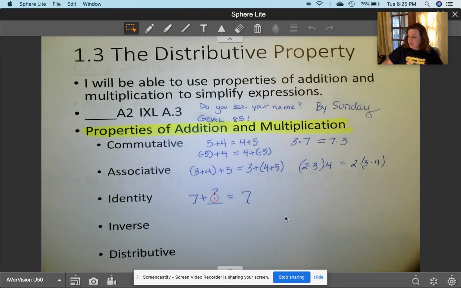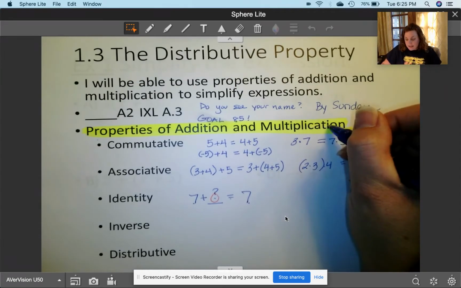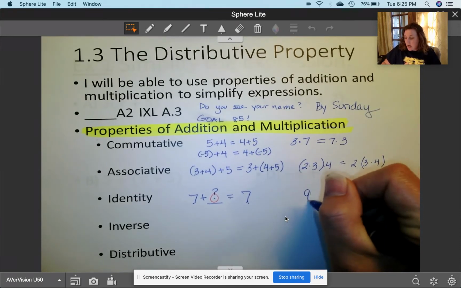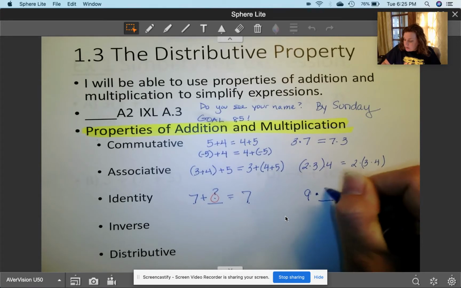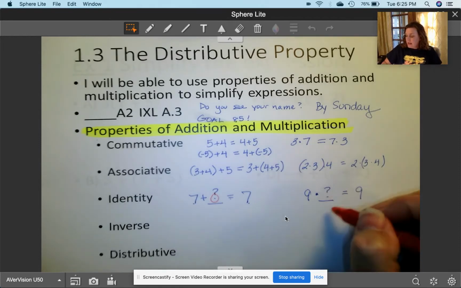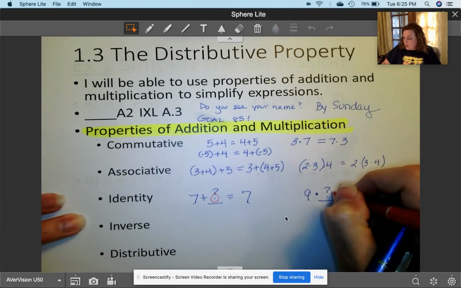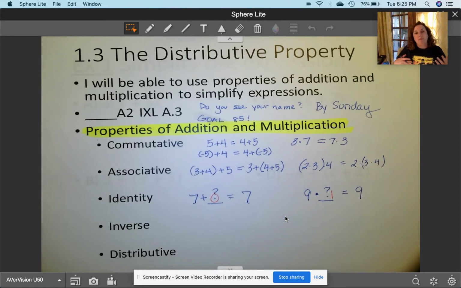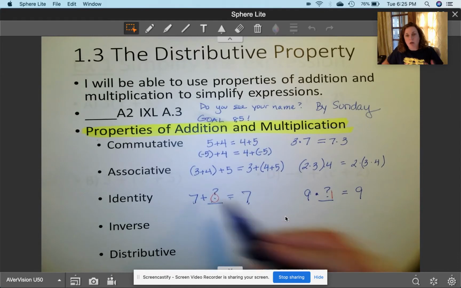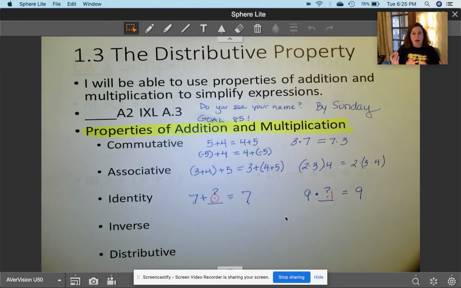That's kind of nice. What is the identity property for multiplication? Same idea. Let's say I have 9. What can I multiply by so that I get 9 again? 9 times 1. So whatever you start with is the same as what you end with. Whether you add 0 or multiply by 1, those are identities. All right, inverse operations.